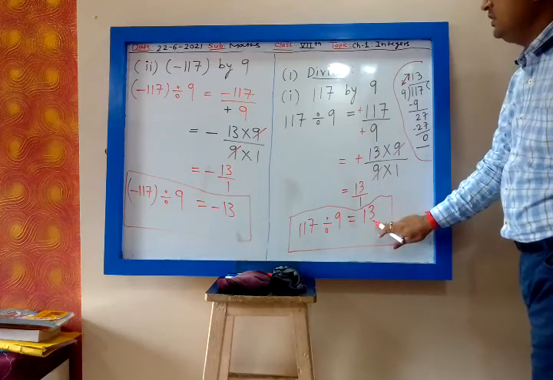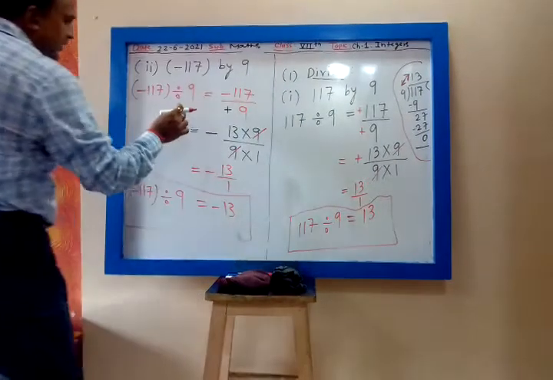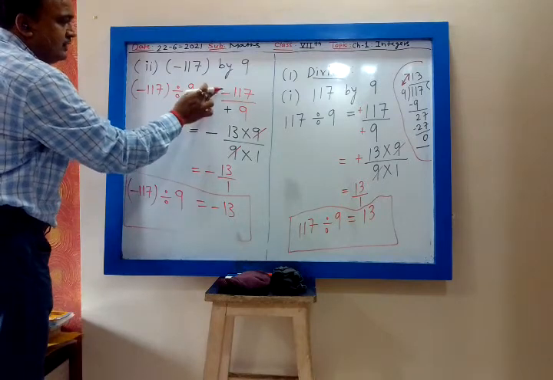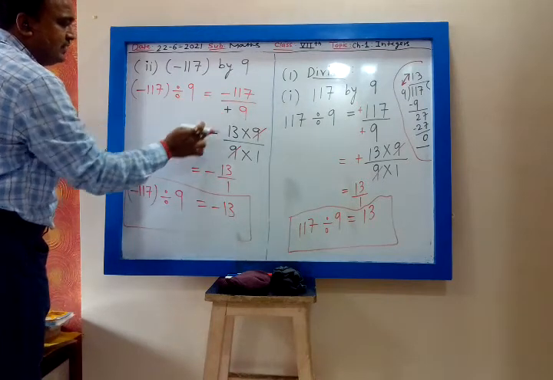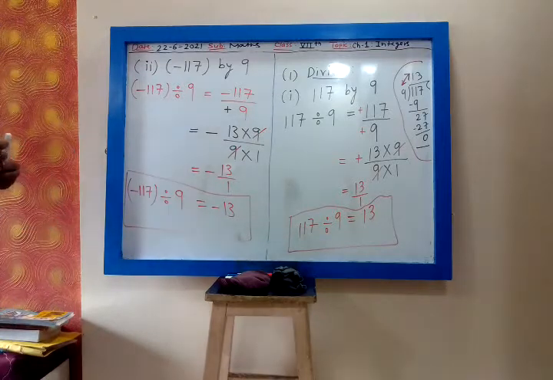In the previous, the answer was plus 13 because the numerator and denominator both were plus. Now in this the numerator is minus, the denominator is plus, opposite signs. Whenever they have opposite signs, the answer will be minus. So instead of plus 13 it is minus 13.